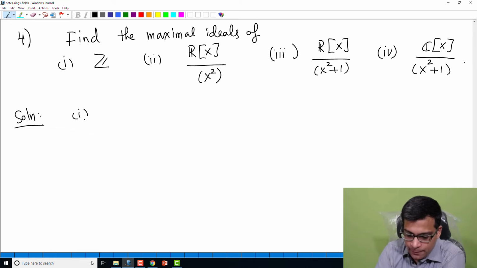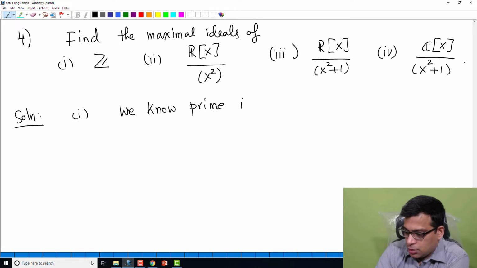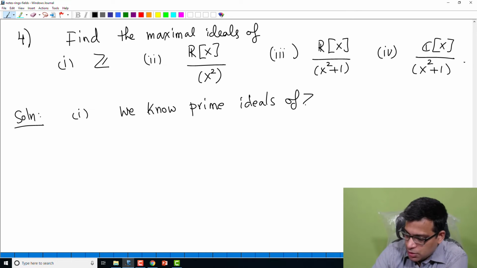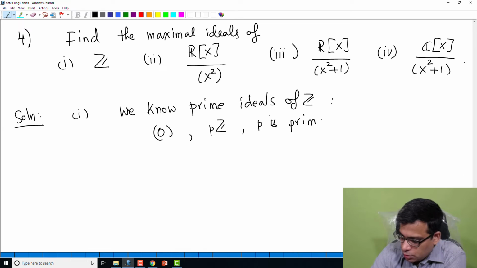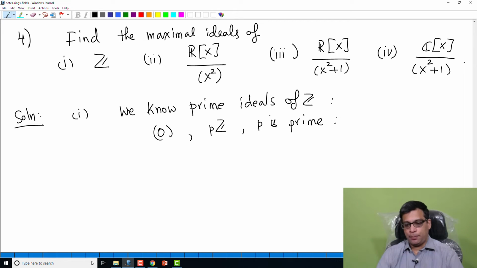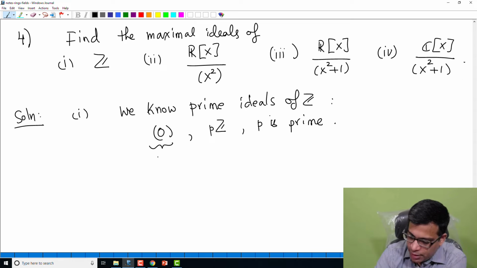So the first one is easy. We know the prime ideals of Z, I may have said this before, are the 0 ideal and pZ where p is prime. Because a maximal ideal is automatically prime, the maximal ideals will be among these, right? If some ideal is not prime, it cannot be maximal. So in order to find the maximal ideals of Z, we need to first start with prime ideals and see which of those are maximal ideals. Now which of these are maximal ideals? Is 0 a maximal ideal? This is not a maximal ideal.